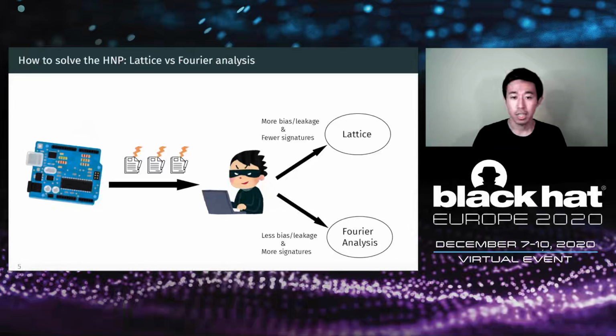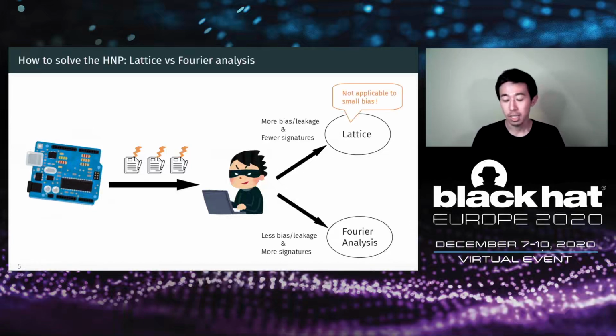As I mentioned, there have been essentially two different approaches to the hidden number problem. The first one is called the lattice attack, which is more famous. The lattice attack is known to work very efficiently if you have a relatively large amount of bias or leakage information. However, if the amount of leakage information is quite small, like 1 bit, then the lattice attack essentially doesn't work. In such a case, the other approach called Fourier analysis is known to work more effectively. However, the major bottleneck of this approach is that it requires too much data complexity.